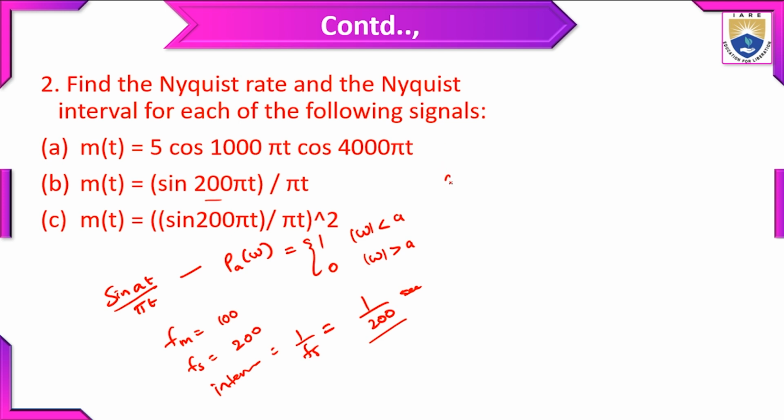Coming to the third one, it is the square of the previous problem. So we are taking the highest frequency component as 200. So here my FM is changed to 200, and Fs is equal to 2 FM, so it is 400. The interval is nothing but 1 by Fs, that is equal to 1 by 400 seconds. So this is the Nyquist interval. Okay.